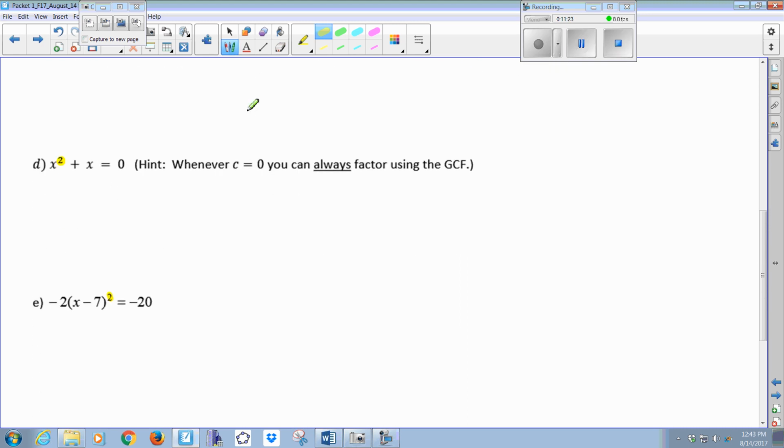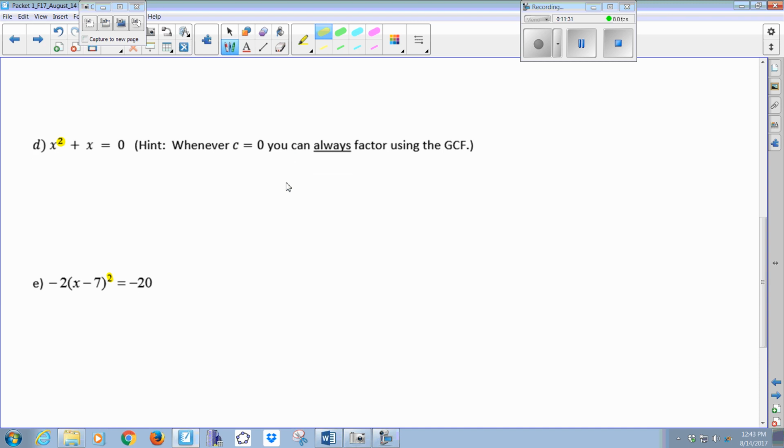D is a quadratic equation, and notice I'm giving you a hint. Your constant term is 0. And so whenever your constant term is 0, remember the general quadratic equation looks like this, set equal to 0. So in this case, we only have our first two terms. We have our term with our x squared in it and our term with x. We call this the quadratic term and the linear term.